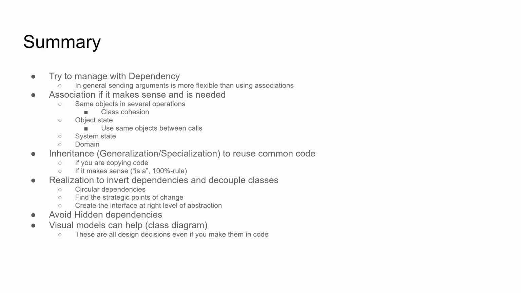And these are design decisions that you make. You decide how the objects are to connect to each other, how the classes are to connect to each other. And even if you don't use visual modeling, you make these decisions even if you make them in code. So every time you introduce a new relationship, you do something to the design of the system. And visual models can help you see what you actually have done.